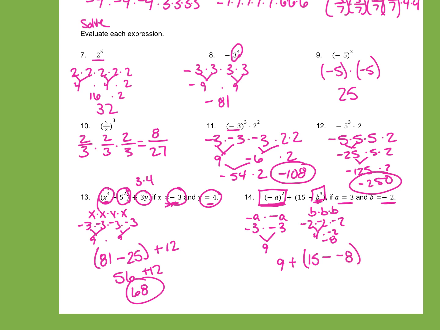And one way we can handle this minus a negative is we can change this to adding the opposite. So then I have 9 plus, and then 15 plus 8 is 23. And 9 plus 23, we get 32 for that answer.